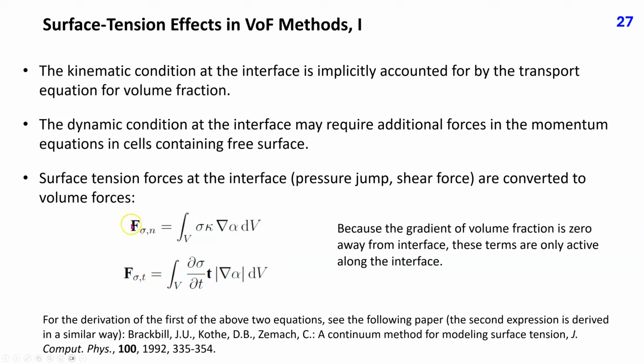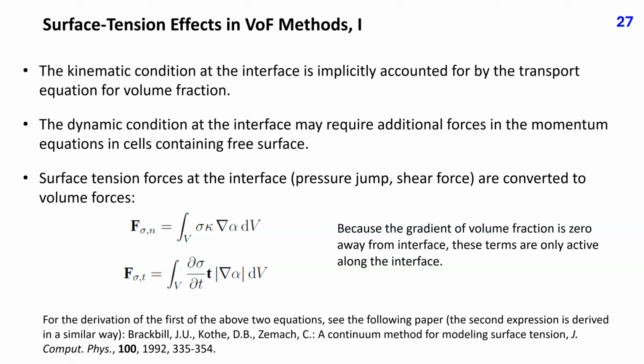This expression is known as the continuum surface force and has been derived by Brackbill et al. The force acting in the direction tangential to the free surface is proportional to the product of the derivative of the surface tension coefficient with respect to the tangential coordinate t and the gradient of volume fraction. T is a unit vector in the direction of coordinate t. Because the gradient of volume fraction is zero away from the interface, these terms are only active along the interface, that is, in cells with a volume fraction between 0 and 1.